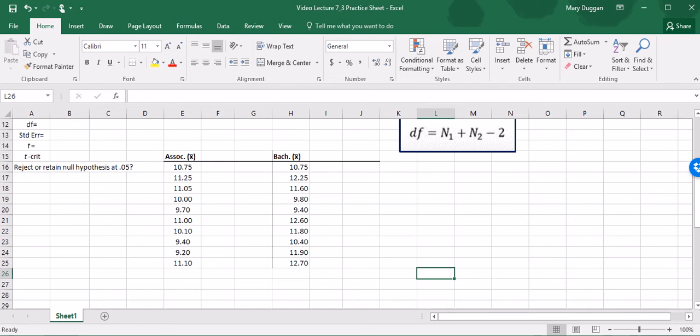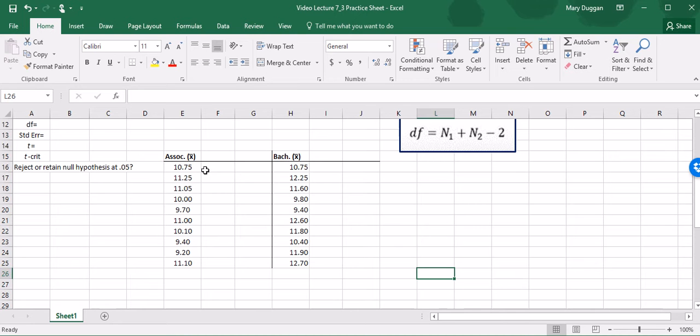And with the magic of editing, here is our data. Each of these numbers represents the data point for one employee and reflects the hourly wage for the employee. The research hypothesis is that the average hourly wage for workers with an associate degree is not equal to the average hourly wage for workers with a bachelor's degree.